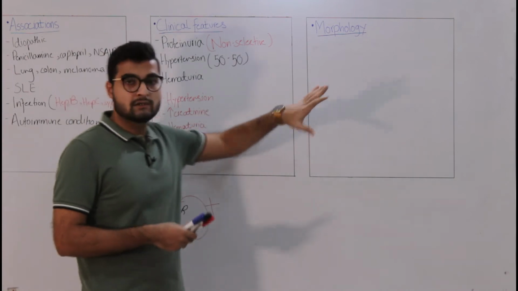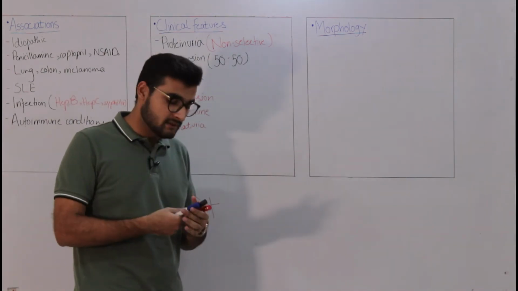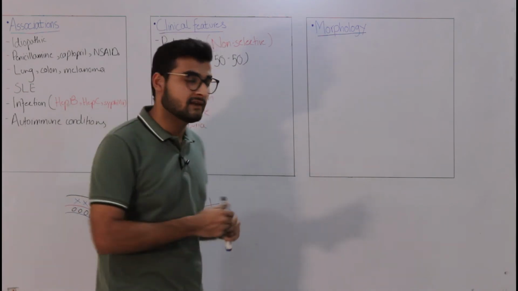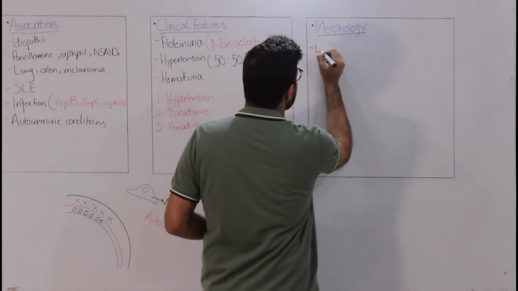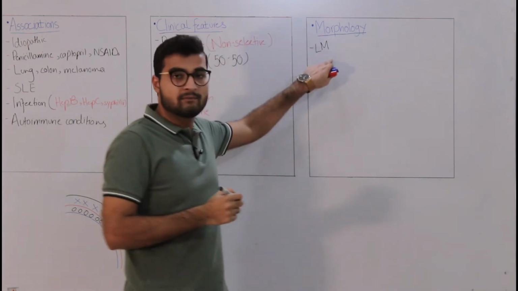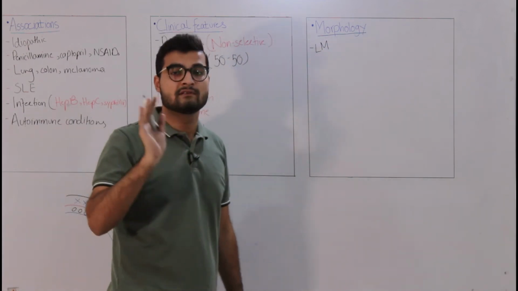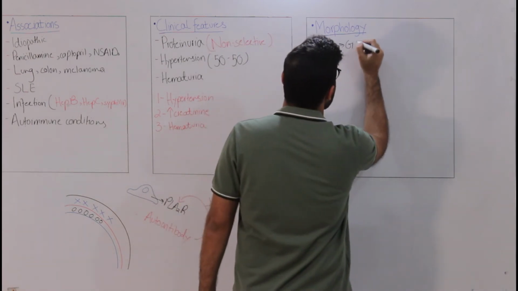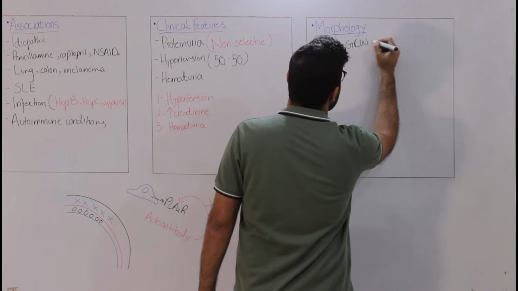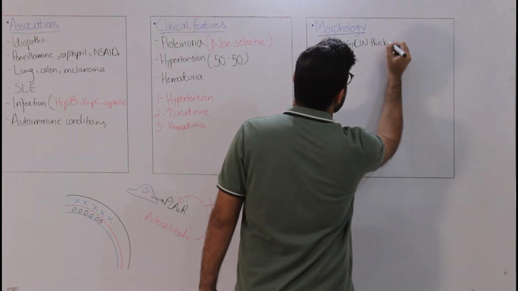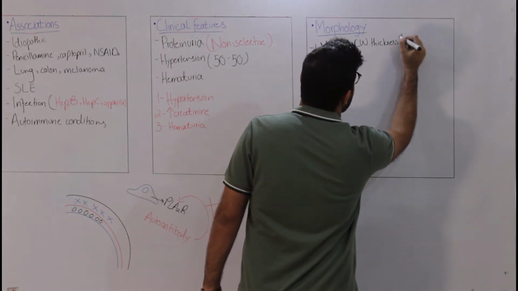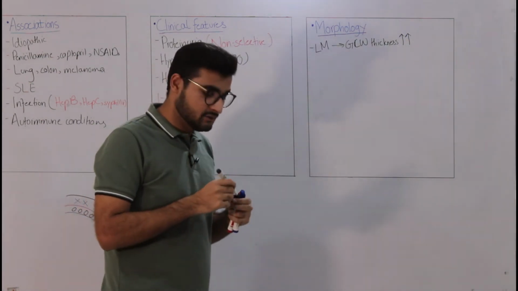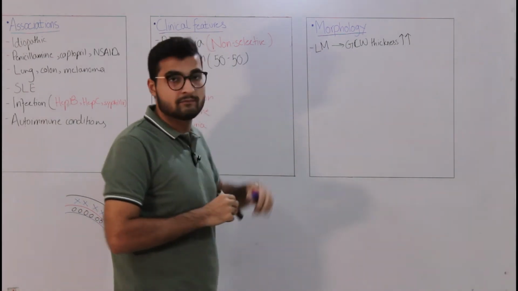Now, coming on to the morphology, what would be the morphology? So we're going to discuss the morphology on the 3 things. The first being light microscopy. What would you see on light microscopy? You're going to see increased glomerular capillary wall thickness. So glomerular capillary wall thickness is going to increase. On light microscopy, this is something that you will notice.